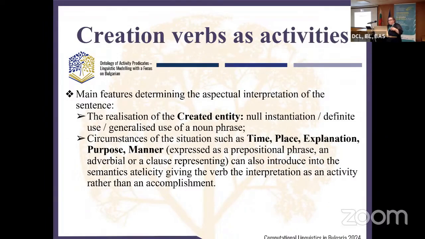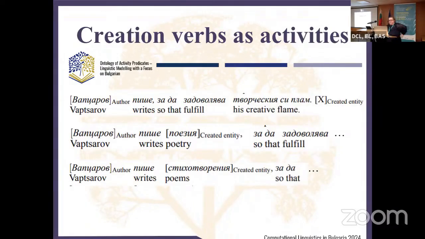And what I could extract is that in certain circumstances of realization of the created entity, or in certain appearances of certain frame elements, like for example time or place or explanation, purpose, in some cases these verbs can appear to be activities rather than imply reaching the end point. And these are some examples. Vaptsarov writes so that he fulfills his creative drive. In this case, although the created entity is implied to be some sort of texts or poems and so on, it is not expressed. His writing does not imply finishing certain created entities, but basically the activity itself.